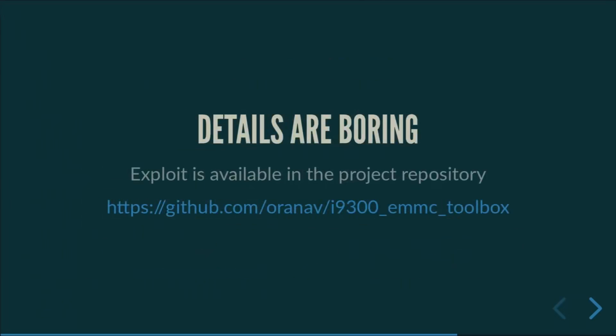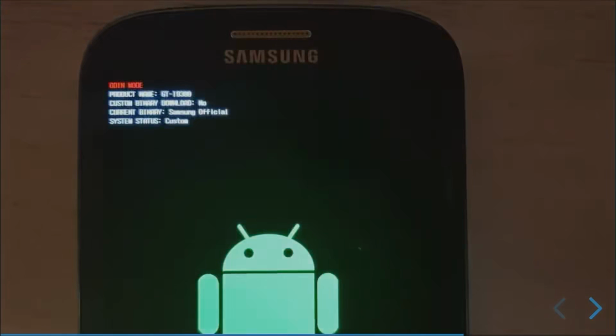So the actual details, in my opinion, are boring. So you can find the exploit under this repository. It's public, so you can just take an S3 and use it. And this is a demo. This is download mode, and this is hello world SBoot exploit, right? So it works.